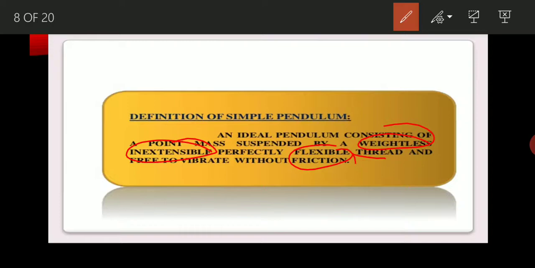But in the laboratory it is not possible to create a pendulum with a weightless thread, because every thread has weight, and it is not perfectly inextensible and flexible. Another factor is that it should be frictionless, with no friction. If we create the simple pendulum in the lab, there will be friction generated by air. So it is not possible to make an ideal simple pendulum in the laboratory. But if we create a vacuum and use a weightless and stainless thread, it may be possible to make the simple pendulum. So this is the complete definition of the simple pendulum.